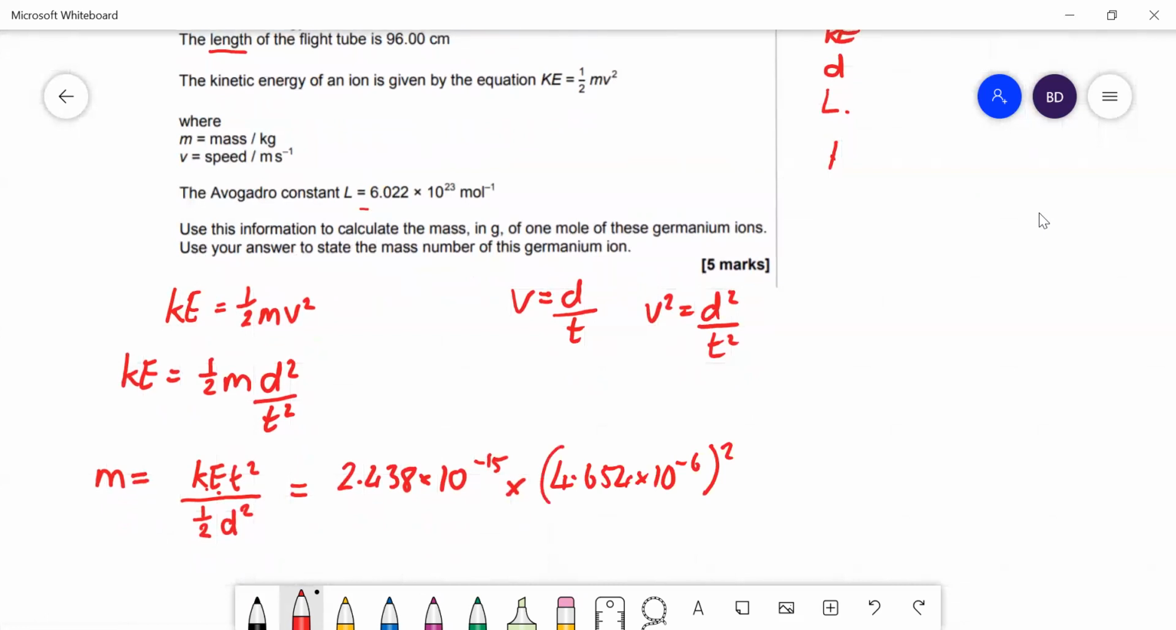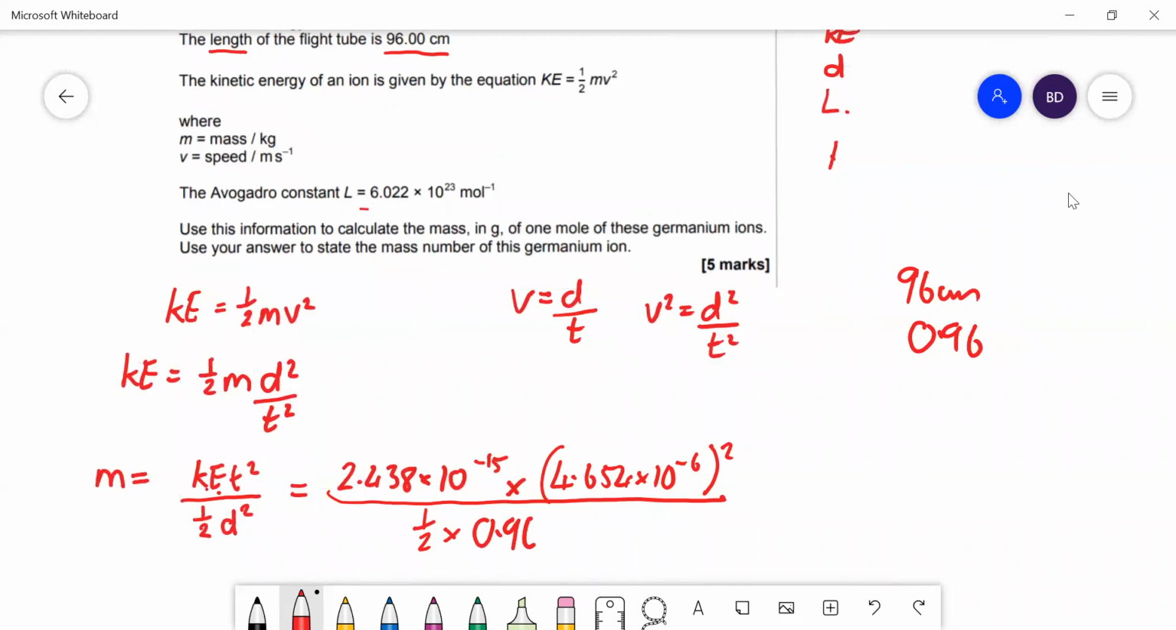We need to square that, divided by a half, multiplied by the distance, the length. Now the length is 96 centimeters. We've got to put that into meters. Obviously that's 0.96 meters times 0.96 squared. So the units are really important there. Put all the numbers in there and you get m is equal to 1.14597. I've given too many figures there. We'll worry about them in a minute. Times 10 to the minus 25 kilograms. We need to convert that into grams. So multiply it by 1,000. So that's 1.14597 times 10 to the minus 22 grams.